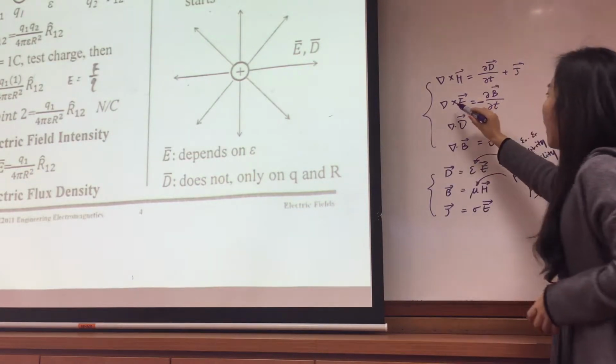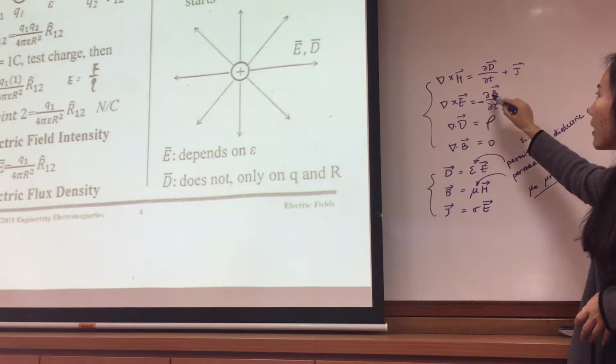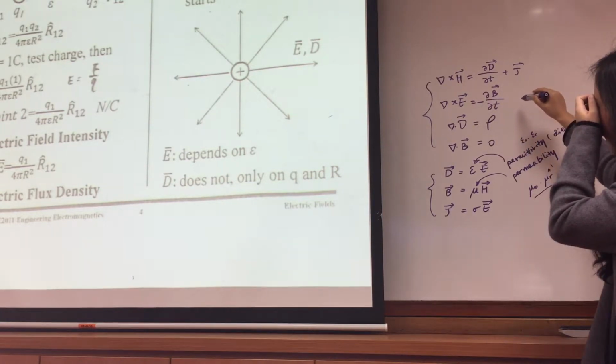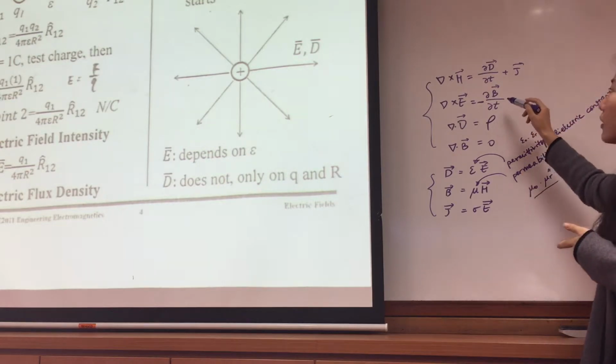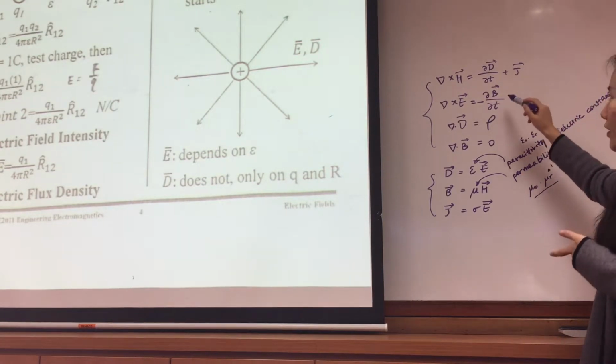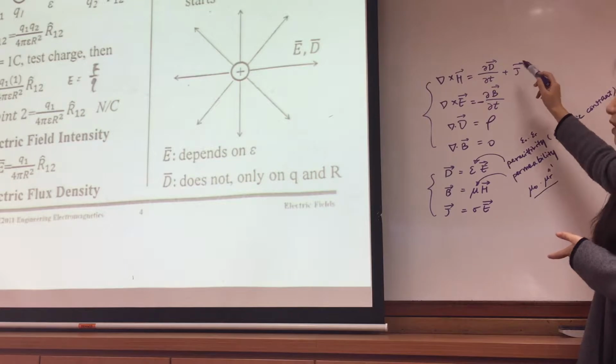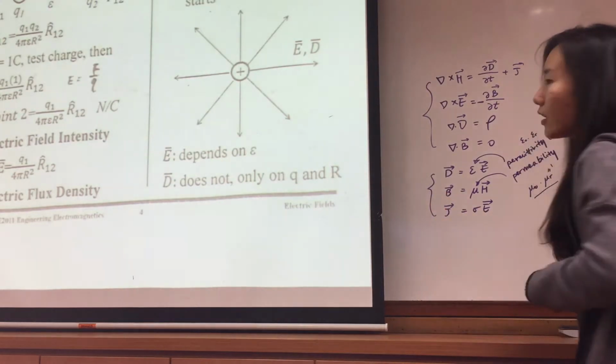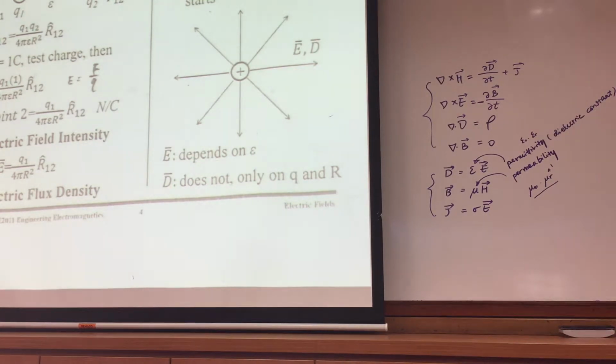Alright? So this is curl of electric field equals minus, this one is Faraday's law. And this one is Ampere's law. So I'm not going to spend too much time on this one. I don't understand the G. The first one. Which one is G? J. Yeah, J.